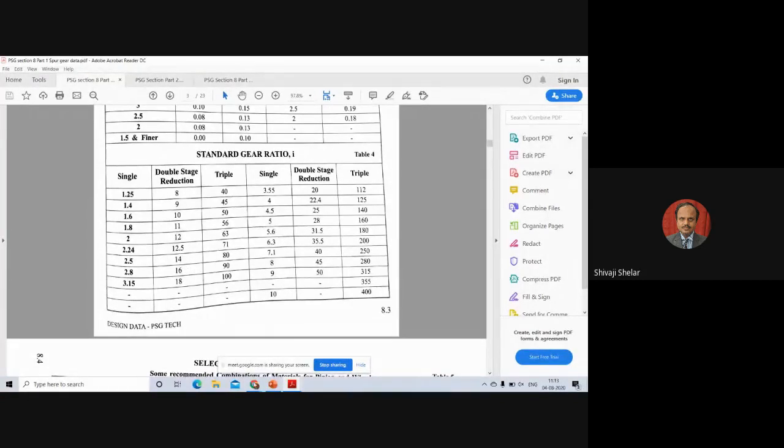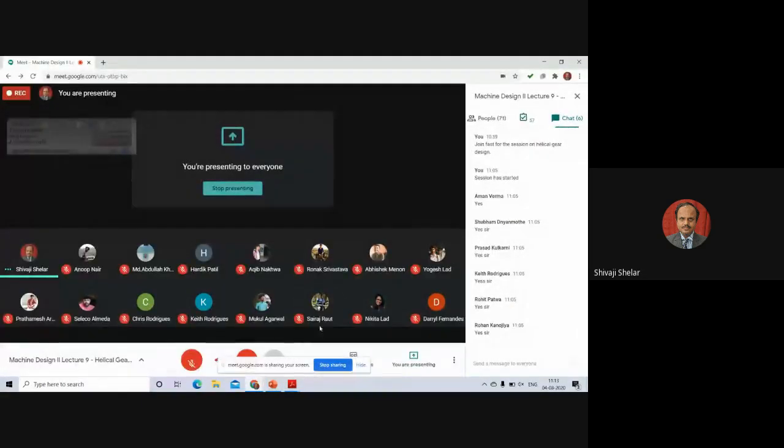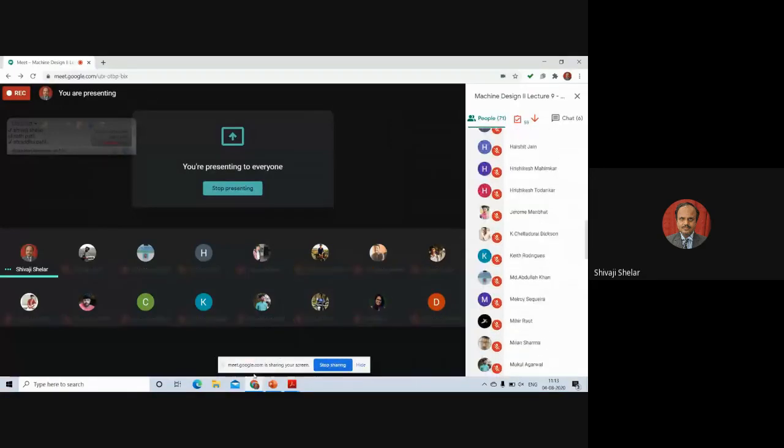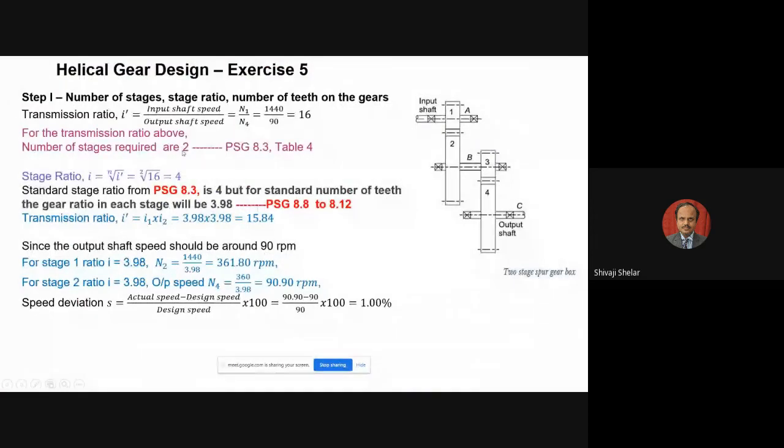Let's go back to the presentation. Okay, so we have come back to the presentation again. In this, we have determined the number of stages required is 2. This has come from table number 4 of PHG 8.3. So this citation is mandatory when you are selecting the number of stages here. Now, based on this number of stages 2, we are calculating the stage ratio.